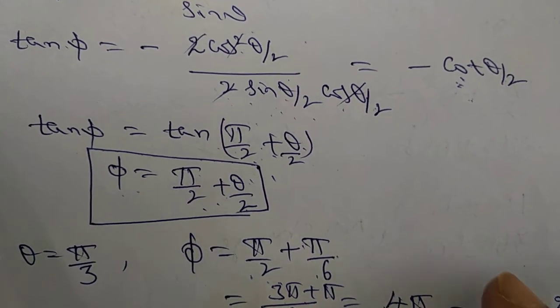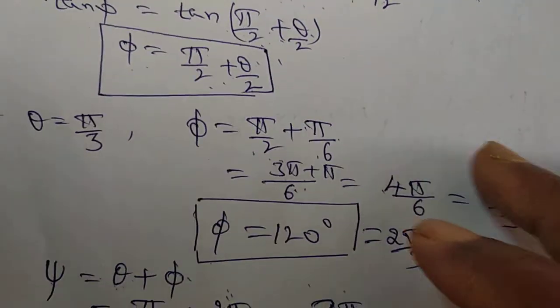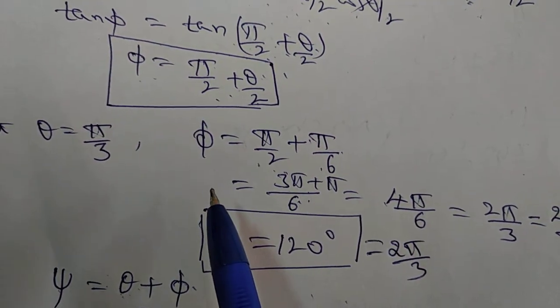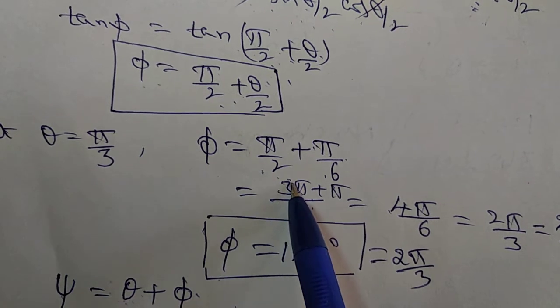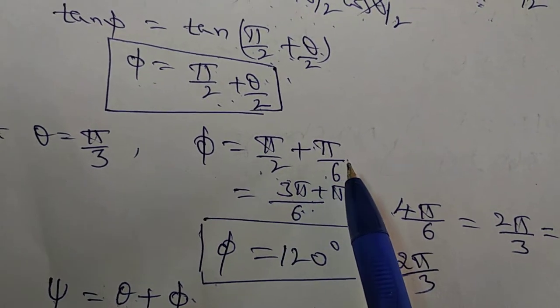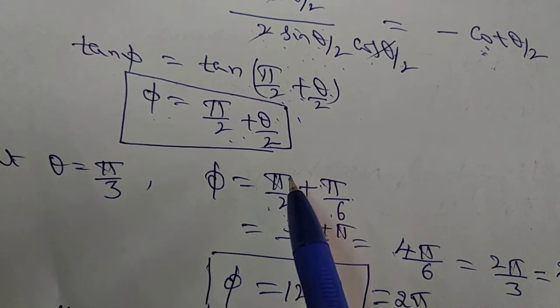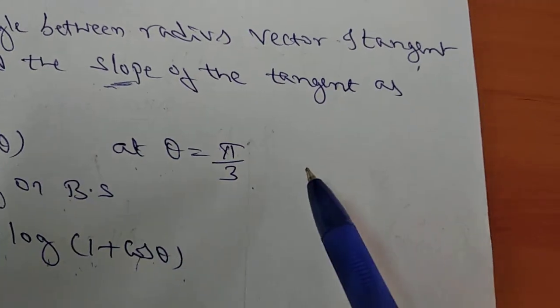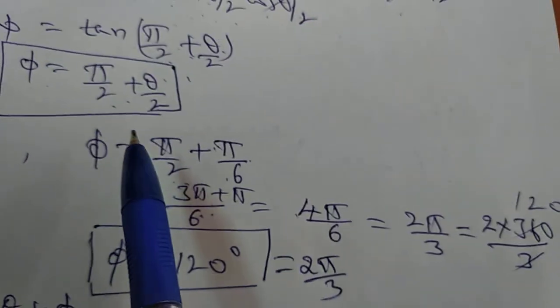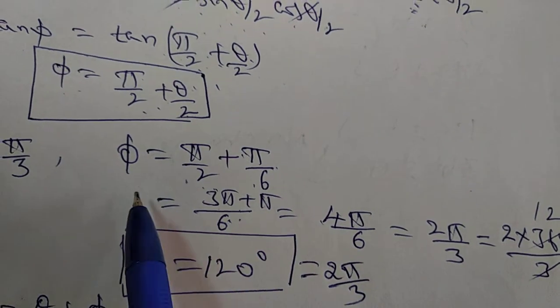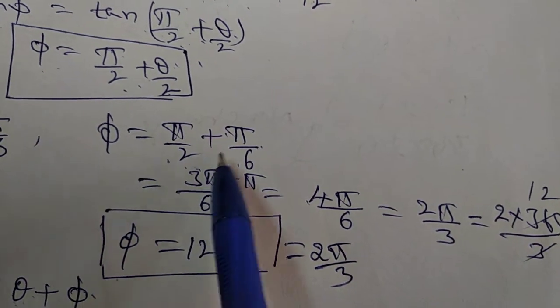And also in this problem you have to find out the slope. So we know that phi is equal to pi by 2 plus theta by 2. What is theta? Theta is already given in that problem: theta is equal to pi by 3. So substitute that theta value here: pi by 2 plus theta by 2. Then we get phi is equal to pi by 2 plus pi by 6.